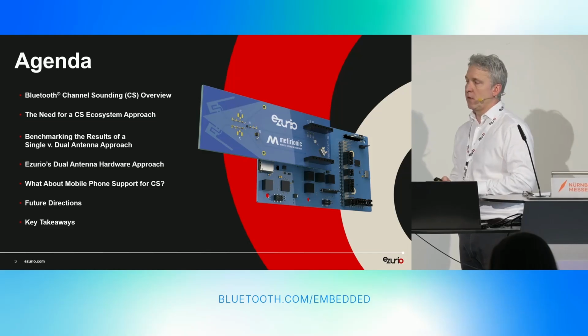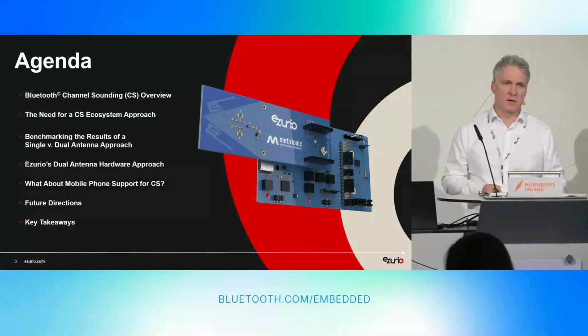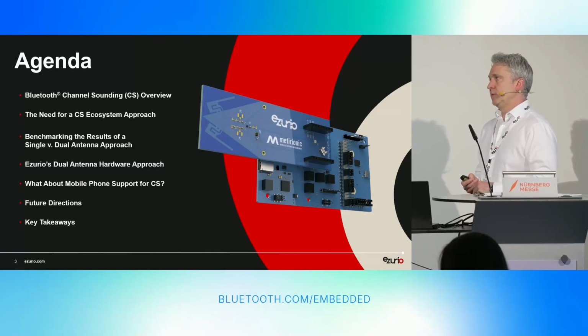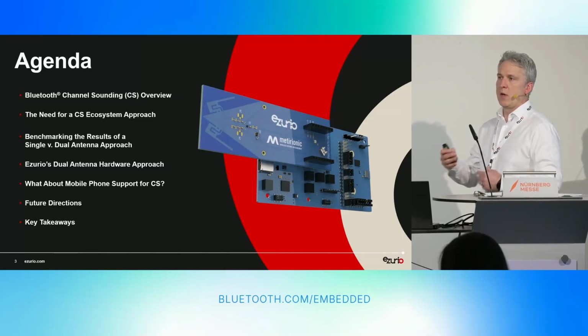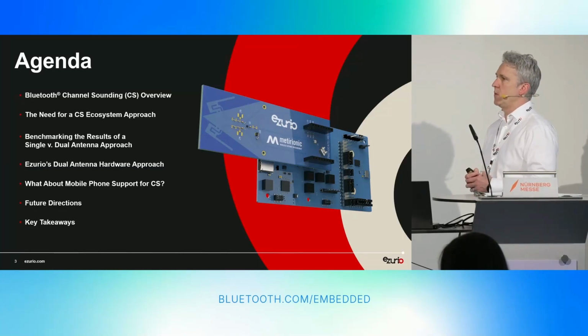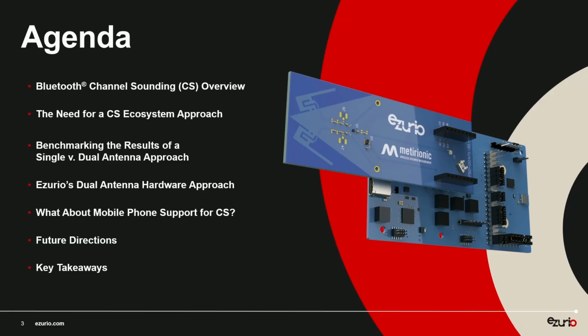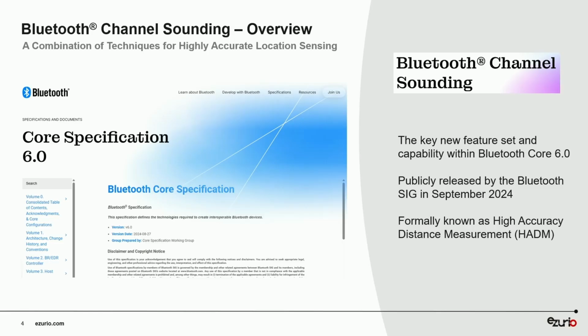So again, looking at that mobile phone ecosystem for channel sounding, what does it look like at the moment and where do we think it's going? A couple of slides just about where we're going to take this next with IMU integration and moving from 2 to 4 antenna systems, and then a few key takeaways at the end about the whole system and solution.